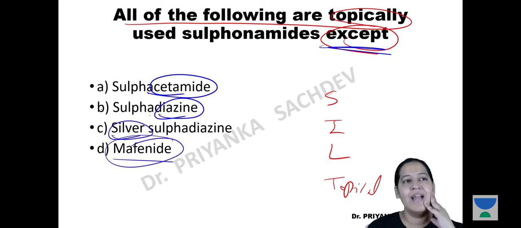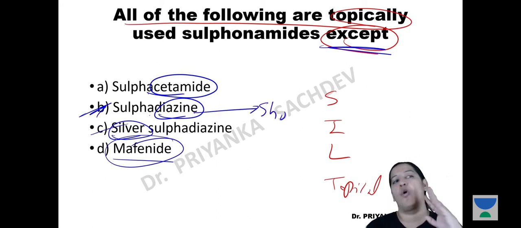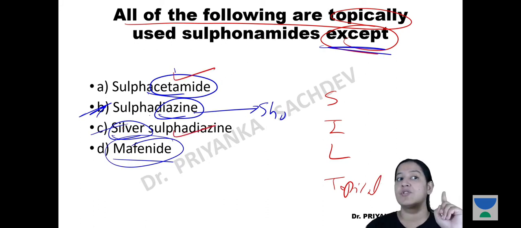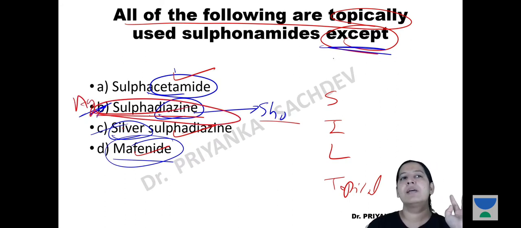You all are right. Sulfadiazine is short acting, and when we add silver to it, it becomes topical. So sulfacetamide is topical. Yes, silver sulfadiazine is topical and mafenide, but sulfadiazine is short acting. If we add silver to it, it becomes topical. So except is asked. So correct answer here is B. You all are right. Very good, very good.